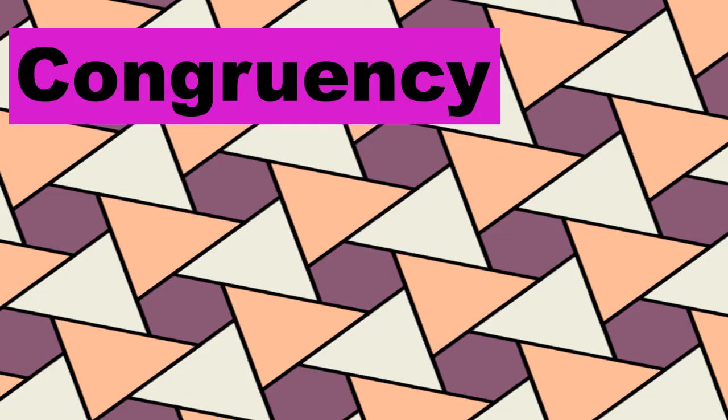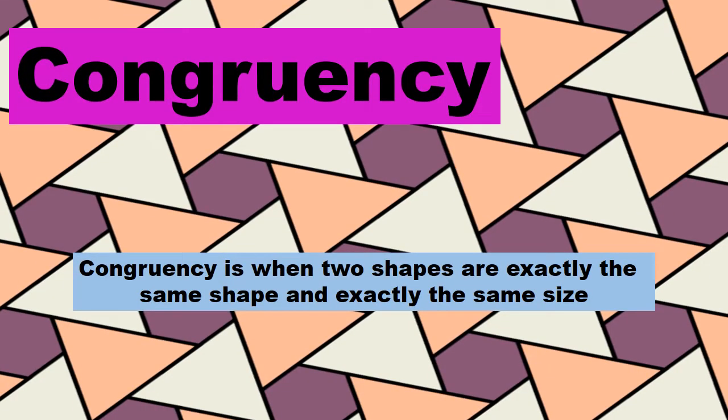So today with congruency, there are 4 conditions for congruency. But let's have a look. What is congruency? Congruency is when two shapes are exactly the same shape and exactly the same size. So if you say that they are congruent to each other, it means that they are exactly the same shape and exactly the same size.